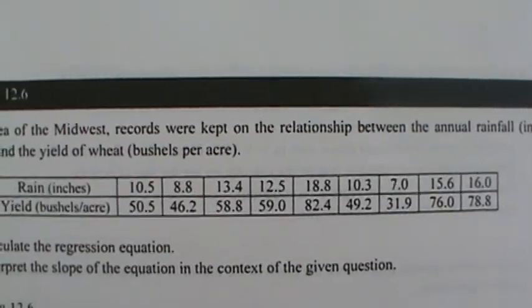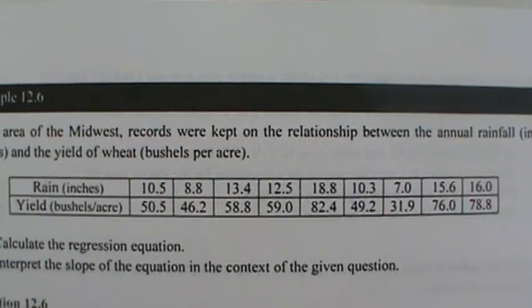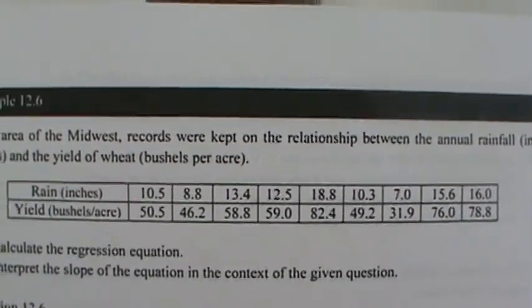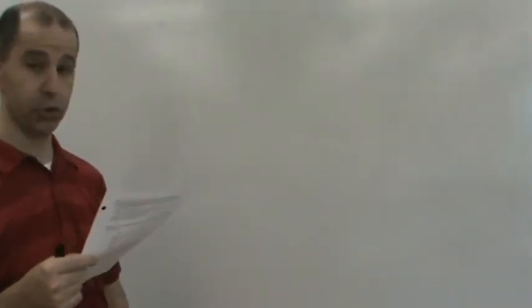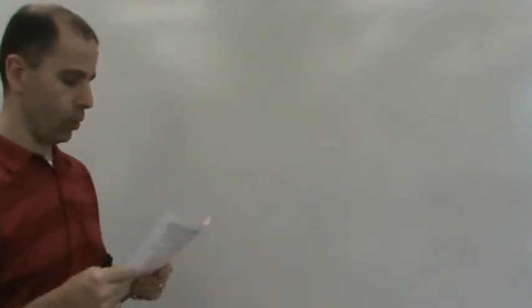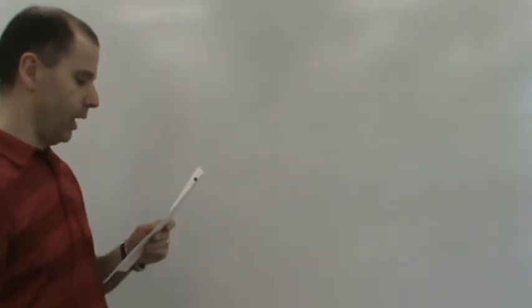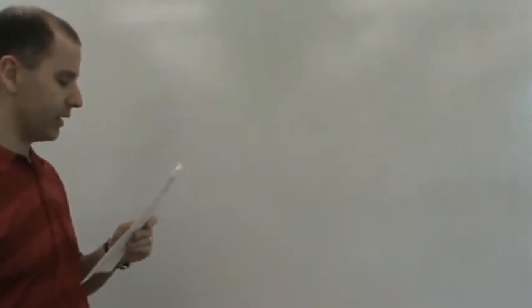So that's the data. So we're going to talk about rain versus yield for a crop. Okay, so let's look at this example. It says, in an area of the Midwest, records were kept on the relationship between the annual rainfall in inches and the yield of wheat, bushels per acre. And so that's the data that I just showed you. So that's the sample data. So based on this sample data, we want to calculate the regression equation.